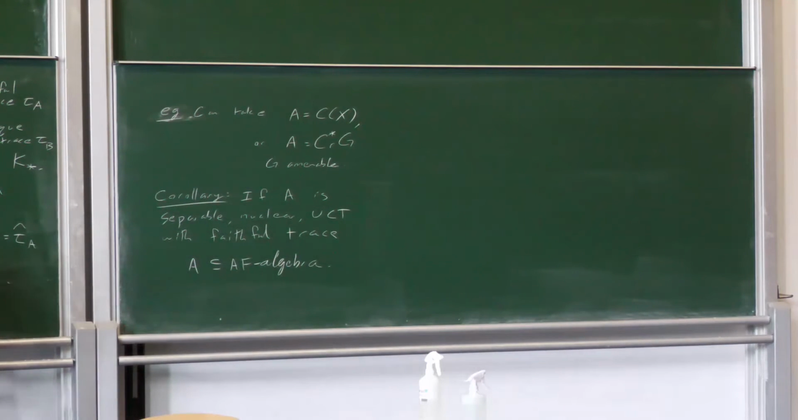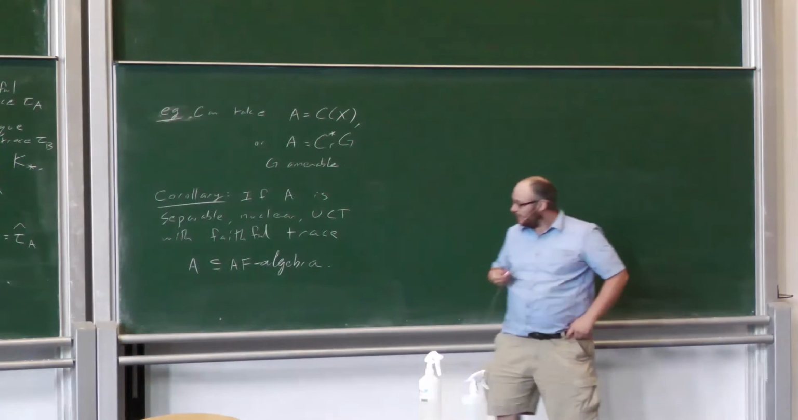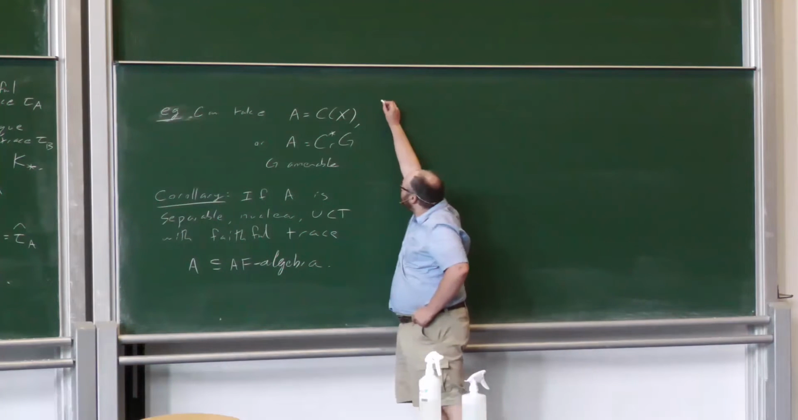In fact, you can even arrange it to be a simple AF algebra. So a very large class of C star algebras, including all amenable group algebras, end up embedding into AF algebras.